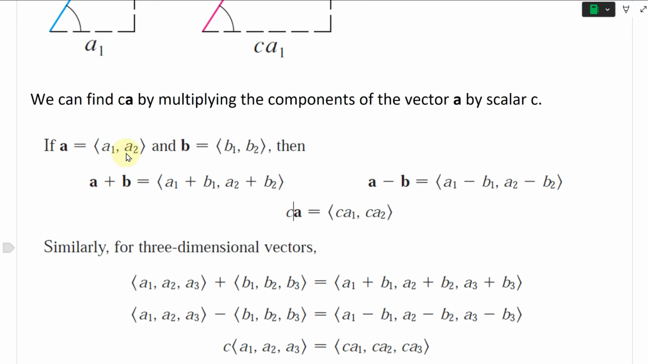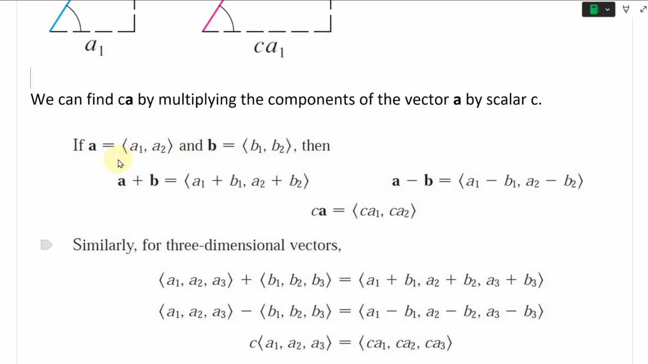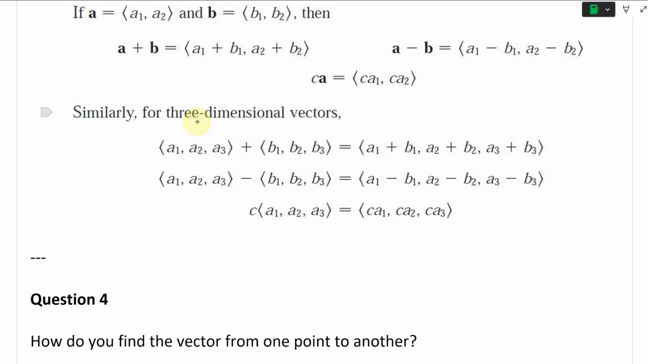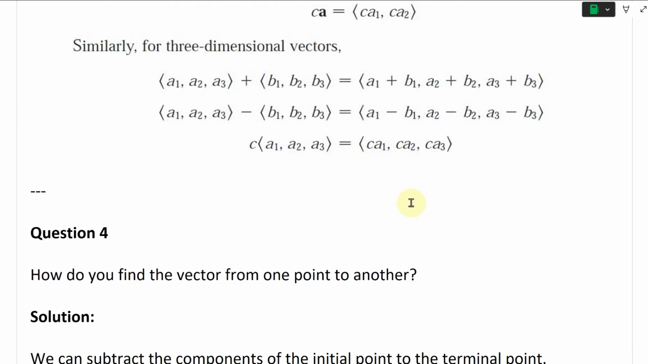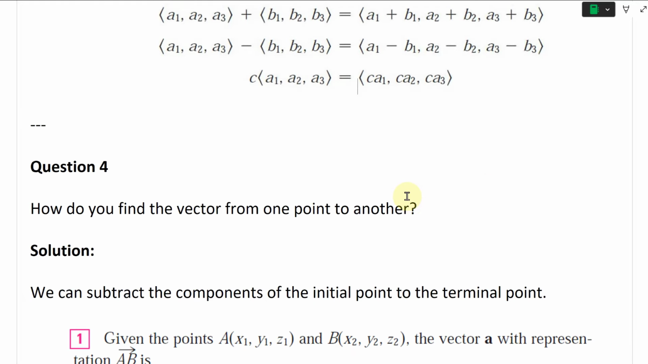So if A equals A1, A2, and B equals B1, B2, then you have, and this was added earlier for the addition right here, but you could also do the same thing with subtraction. For A minus B vectors, you can subtract the components, and C as a scalar times the A vector, you just multiply the components, and it's the same thing in 3 dimensions. Similarly for 3-dimensional vectors, A1, A2, A3 plus B1, B2, B3, again you add the components, you can subtract the components, and you can multiply by a scalar into each component. Pretty simple.